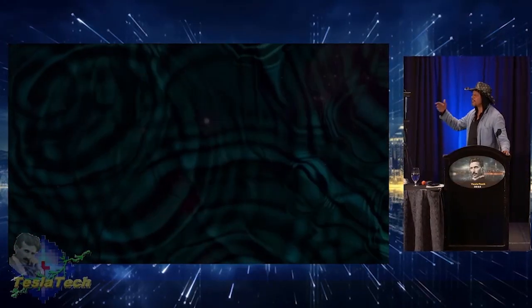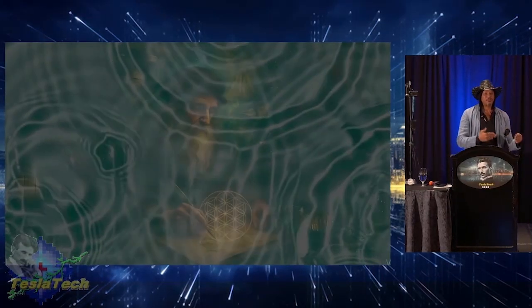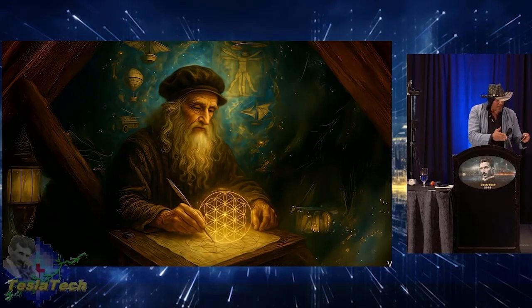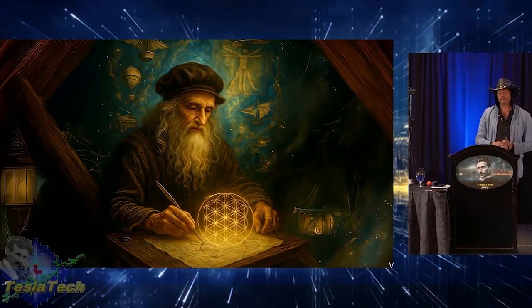There are ancient whispers passed down from ancient Egypt to Greece to Renaissance vaults that suggest that the Platonic solids were in fact derived from this very geometry of breath, the flower of life.